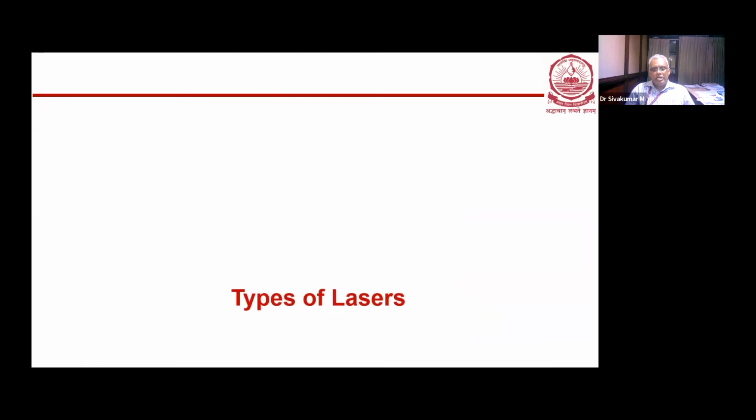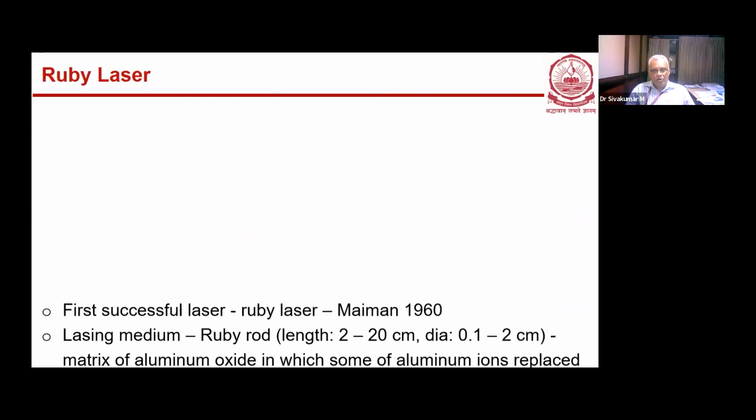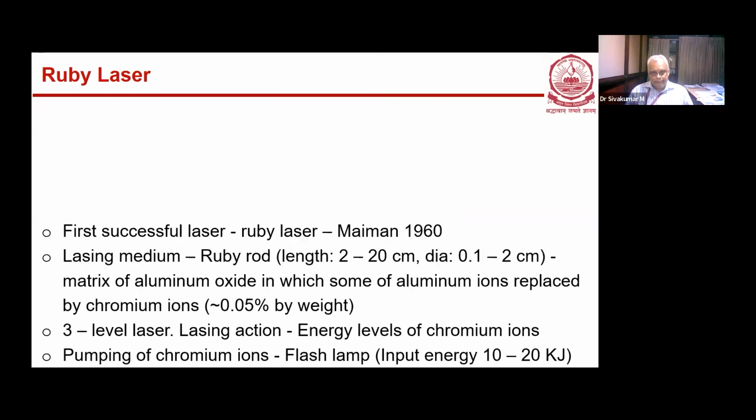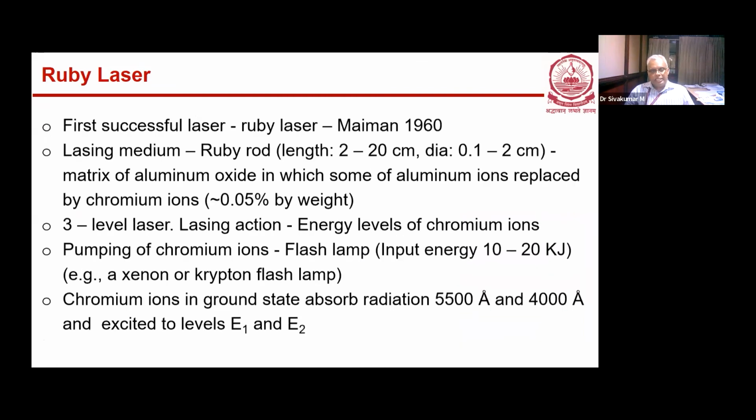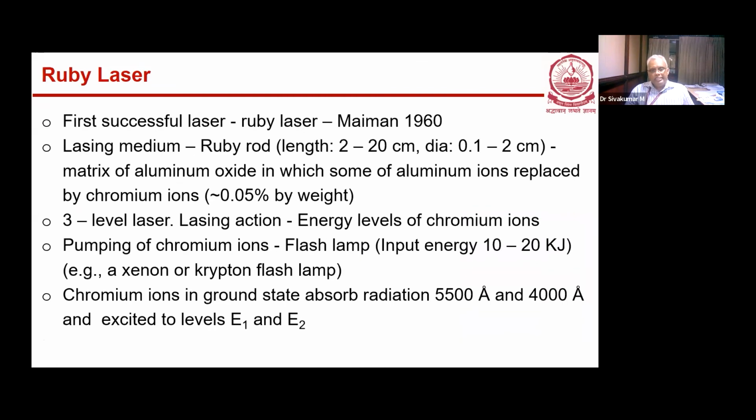The next one is types of laser. Among the types of laser, I explained only the ruby laser, which was developed by Maiman in 1960. You can see that the lasing medium is a ruby rod. It is a solid state laser, because the ruby rod is a solid material. It is 2 to 20 centimeters, depending on the type of laser you are using.